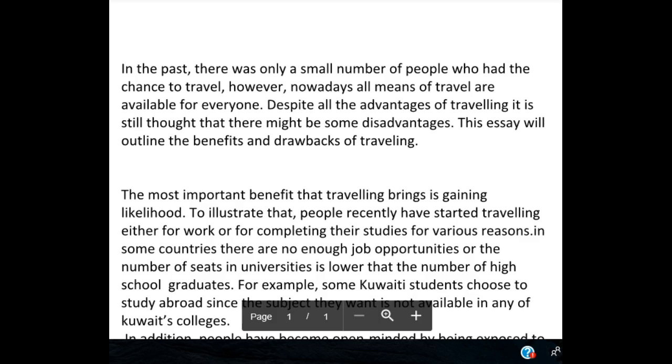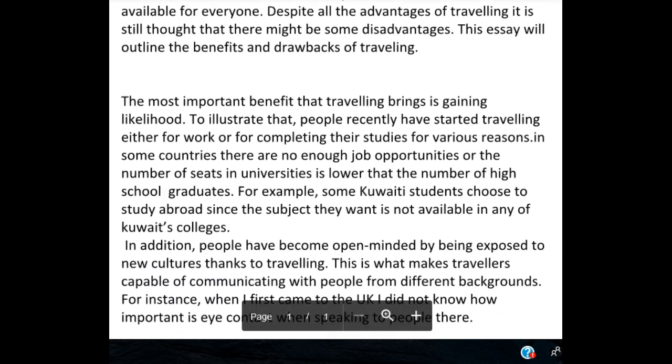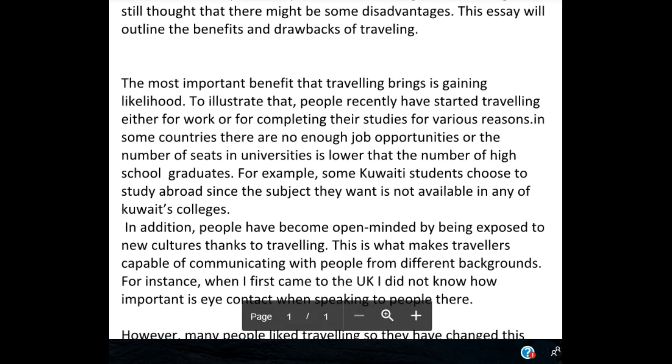Okay, but let's move on and see how you express that. To illustrate that, people recently have started traveling either for work or for completing their studies for various reasons. In some countries, there are no enough job opportunities, or the number of seats in universities is lower than the number of high school graduates.